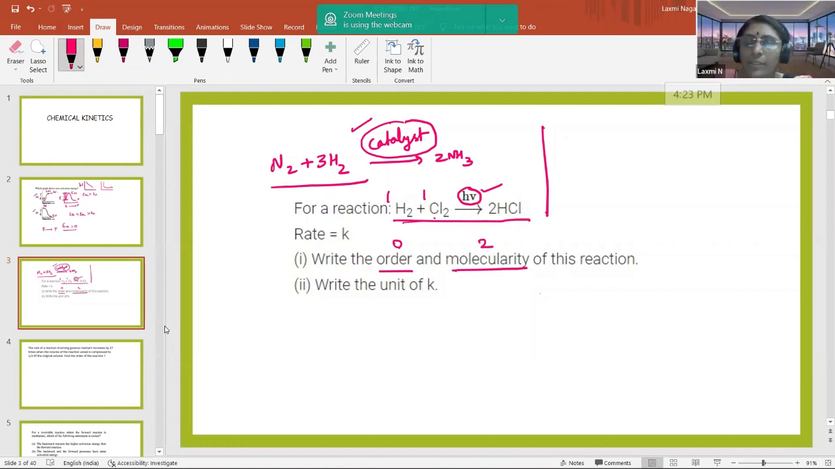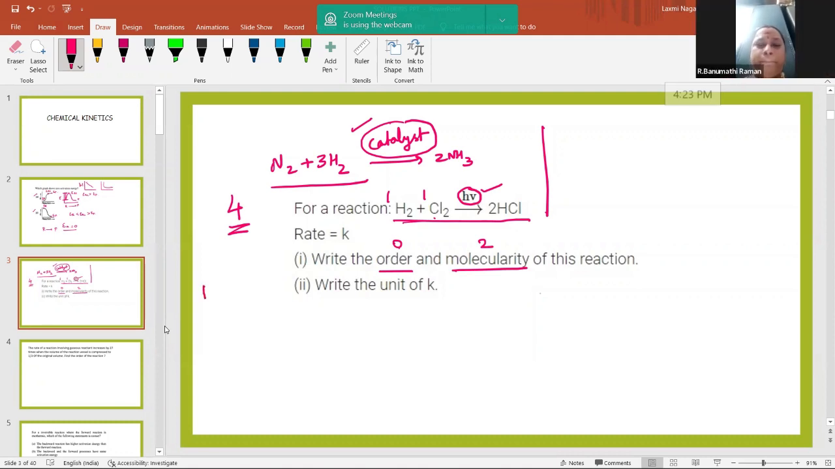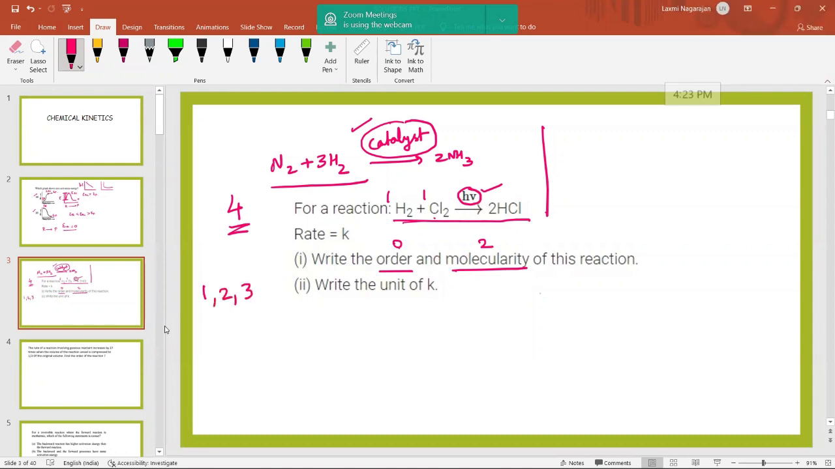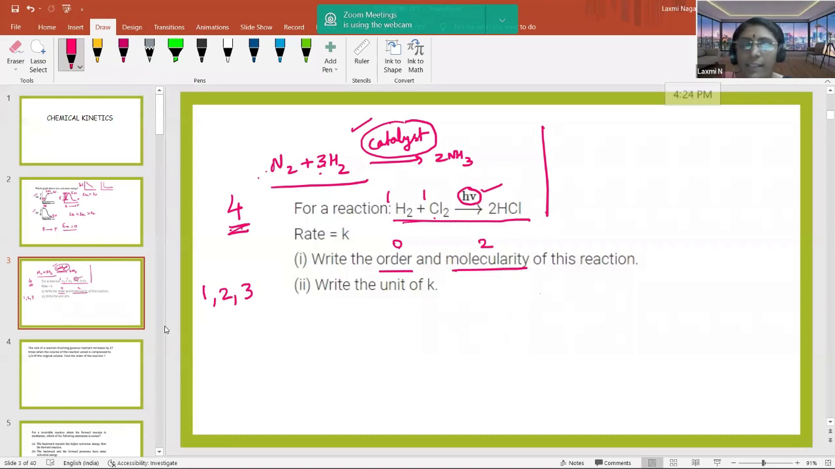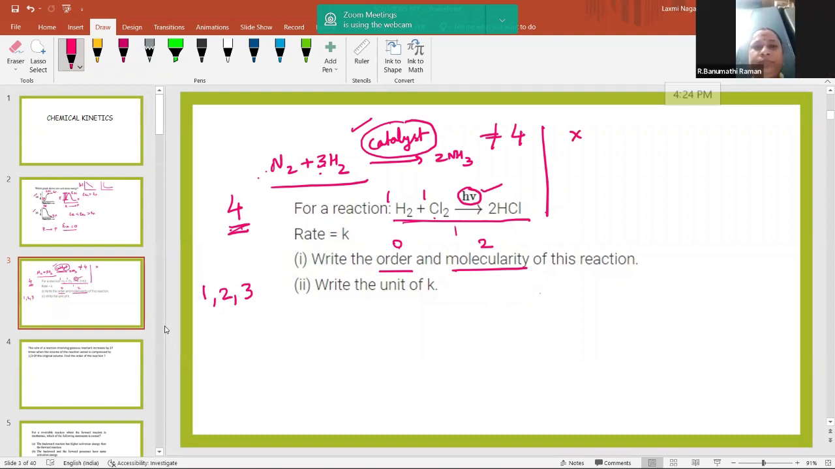So here the order is 0. So do you think that 4 entities can undergo simultaneous collision according to the definition of molecularity? No. No way. What is the maximum possible value? The maximum possible value would be 1, 2, 3. So when the number of molecules interacting to form the products are 4, the molecularity for this reaction cannot be 4, but we don't know what it is. Unless the mechanism is given to us, we will not be able to predict.